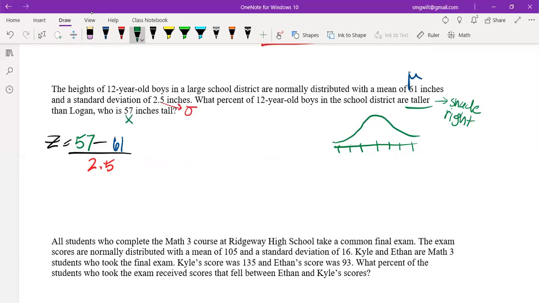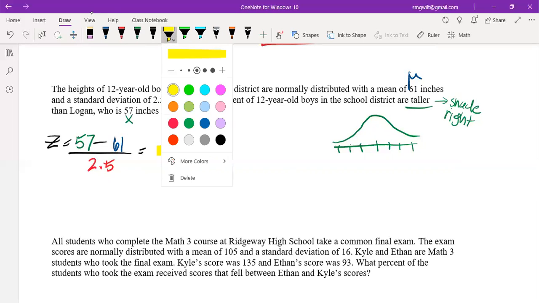57 minus 61 is going to give us -4. We're going to divide that by 2.5, and that gives us a z-score of -1.6. So I'm going to look up on my z-table -1.6 in the rows, and then that double 0 in the column. I'm looking for -1.6.